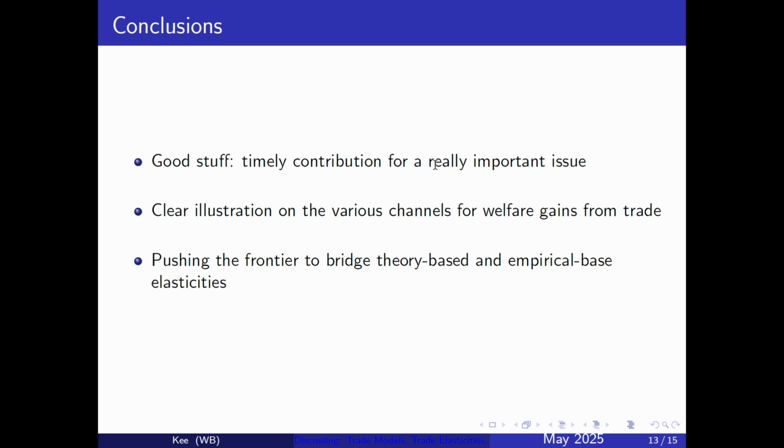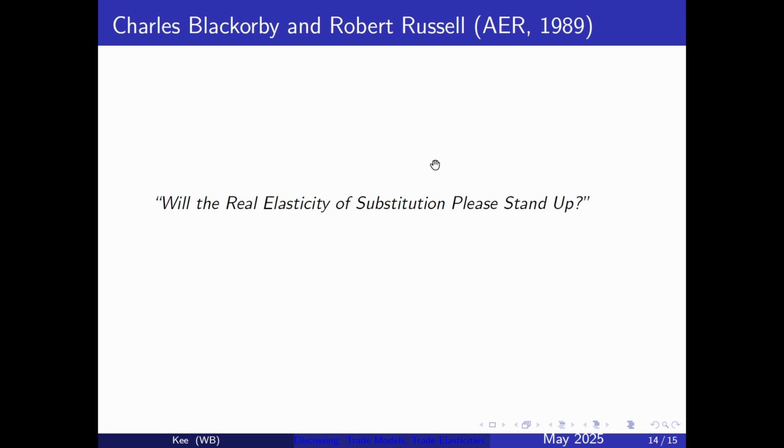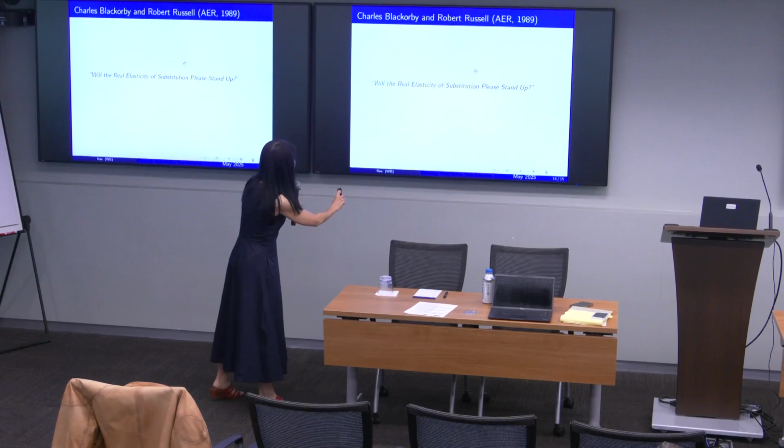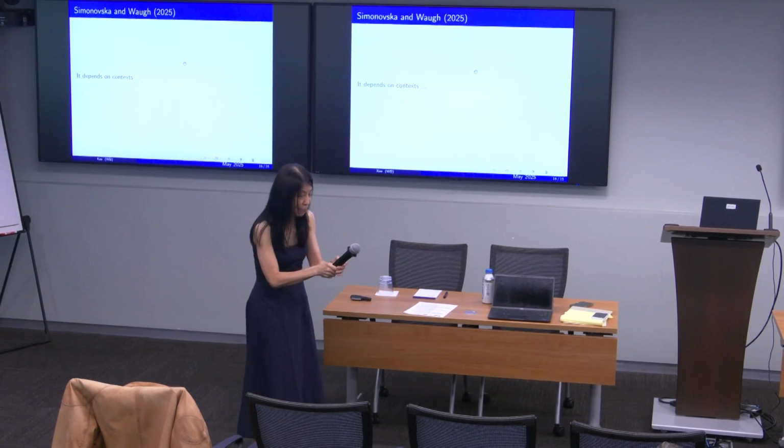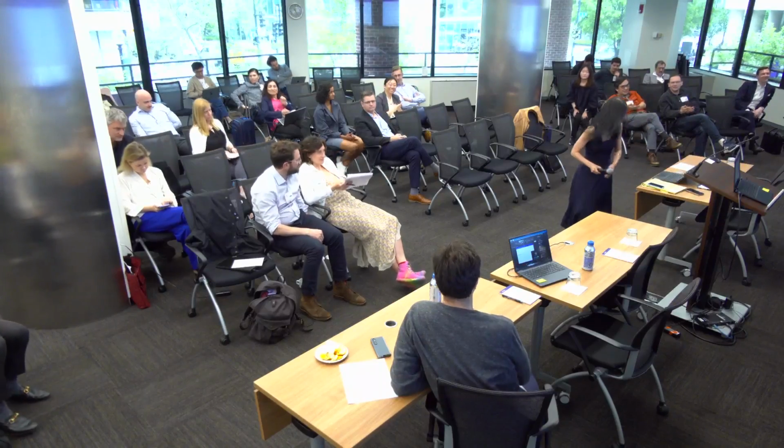So I'm just going to say that this is good stuff, really appreciate this. You have clearly illustrated that the more channels you have in your model, the more sophisticated the model is, the larger the gains from trade. So perhaps push the frontier, think about whether you can bridge the differences between theory-based and empirical elasticity. So back to the question: will the real elasticity of substitution please stand up? And here, Ina and Michael give us a very good answer. The answer is it depends, right? It depends on the context of the paper. All right. Thank you so much. Thank you very much. Sorry that I took so much time.